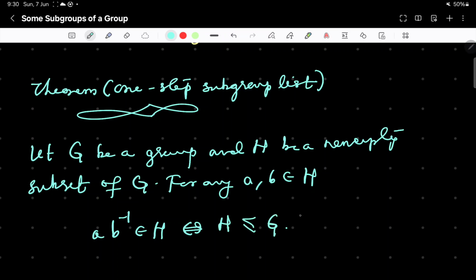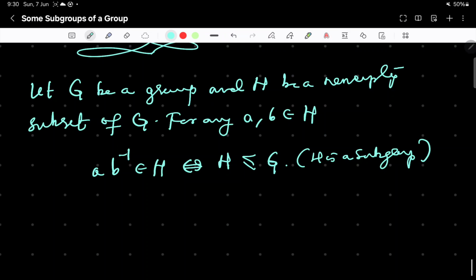So this means H is a subgroup. We need to prove it from either side. If ab inverse is in H for any a, b in H, then H is a subgroup. If H is a subgroup, that is the other way. So let's try the easier part.